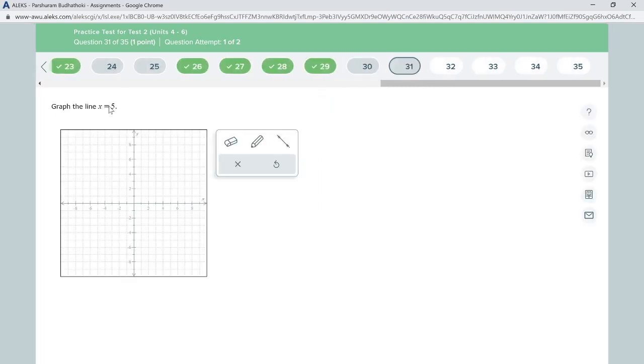Graph the line x = 5. It is a vertical line. So where is the 5? Here. x = 5. So you just have to choose two points on this vertical line, and that will give you the graph.